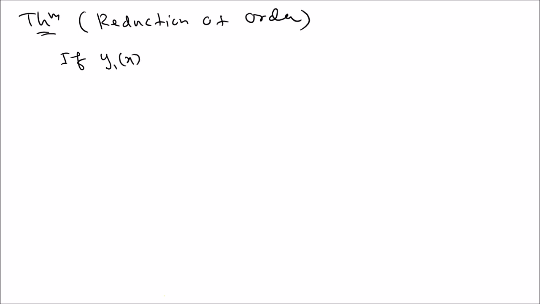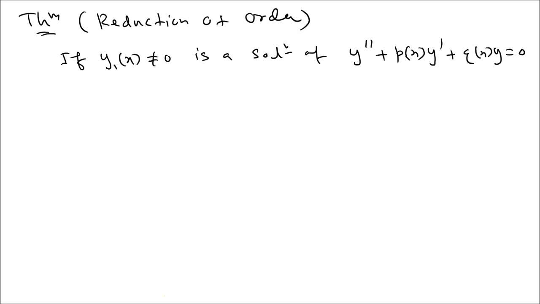So the theorem, the reduction of order formula. Let's say y1(x), not equal to 0, is a solution of y double prime plus p(x) y prime plus q(x) y equals 0. Remember, it has to be of this form. If it is not of this form, you have to bring it to this form. We need to isolate the y double prime term. Sometimes you have something in front, so you have to divide by that first. So it's very important. It's a solution of this.